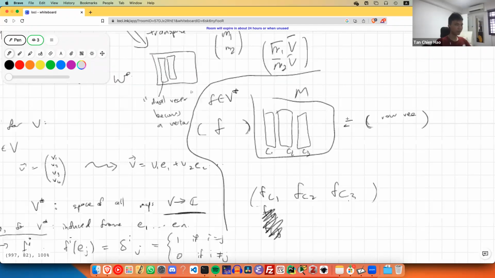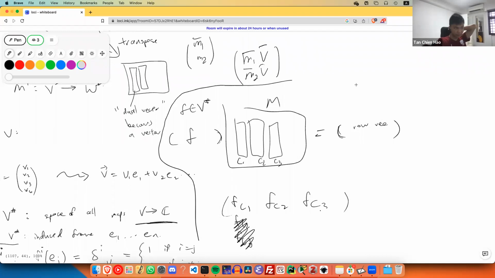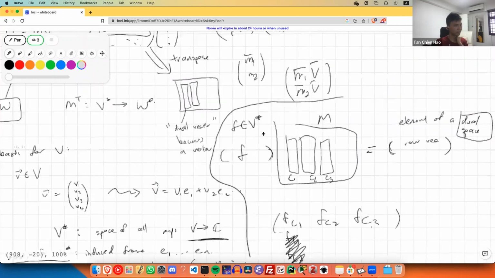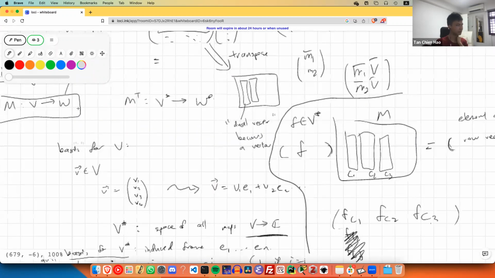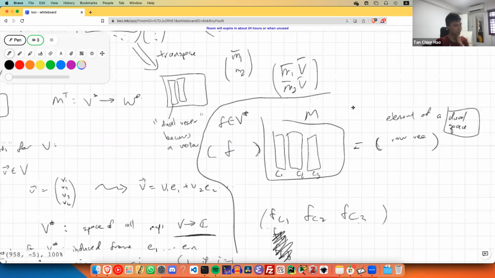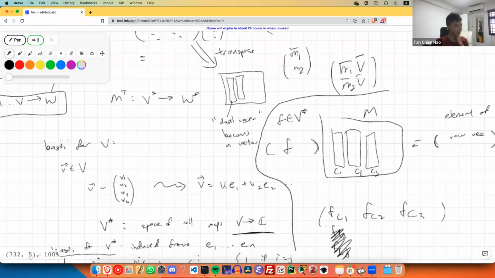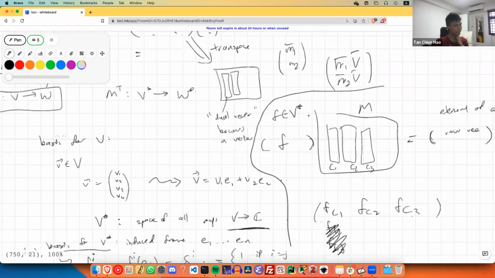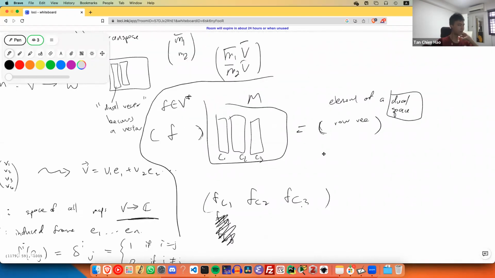And then remember row vectors, we can think of them as elements of a dual space. The question, I guess, is what dual space is this? We can try to show that the dual space that this produces is dual to W. Let's try to think about how that happens.